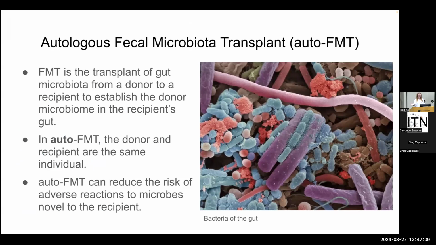So a regular FMT is the transplant of the gut microbiota from a donor to a recipient to establish that donor microbiome in the recipient's gut. But an auto FMT means that the donor and the recipient are the same person. And so you might think, well, what's the point of that? But the point of this is that with these patients, we want to reduce the risk that they will come in contact with any sort of pathogen that could cause them harm, because they are severely immunocompromised at this point, right? Which is why we need this.